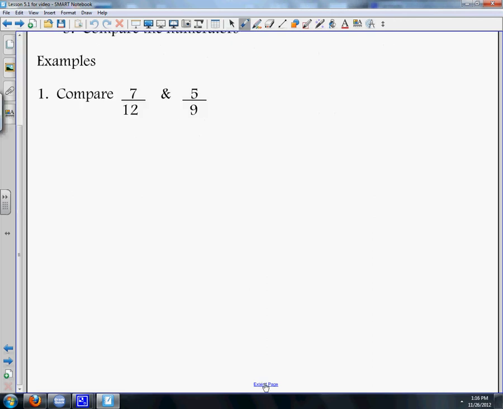7/12 and 5/9. So if I want to compare them, I really don't know what they are because they're both a little bit above a half. So I really don't know which one's bigger than the other one. So I need to do 7/12 and 5/9, and I need to make them a common denominator. So I have to find a common denominator. I could just multiply this by 9 and this by 9, this by 12 and this by 12. That's the easiest way. You don't have to really think. You just have to know your multiplication tables.